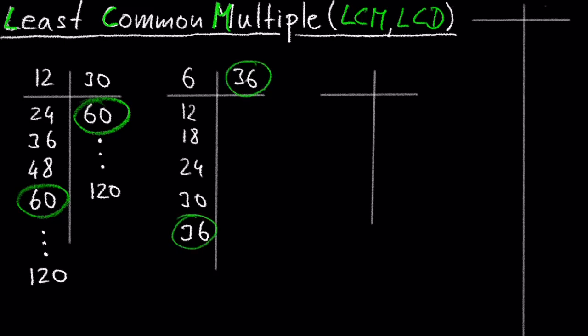But is 36 the least common multiple? Yes, it is, because if the number would be smaller, the 36 would not fit into it.